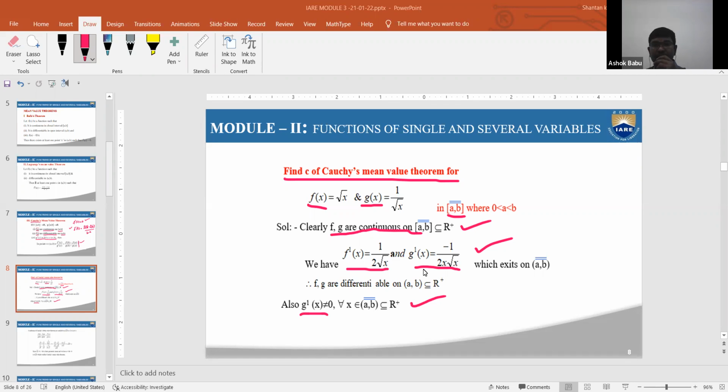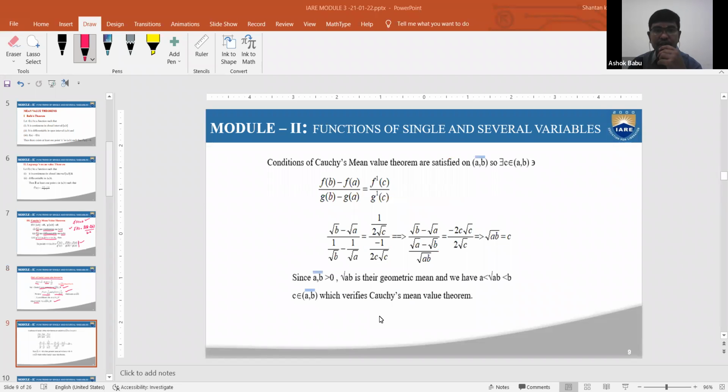It clearly exists. And again, the third condition: g dash of x is not equal to 0, provided x belongs to (a, b). Now we need to check according to Cauchy's mean value theorem.